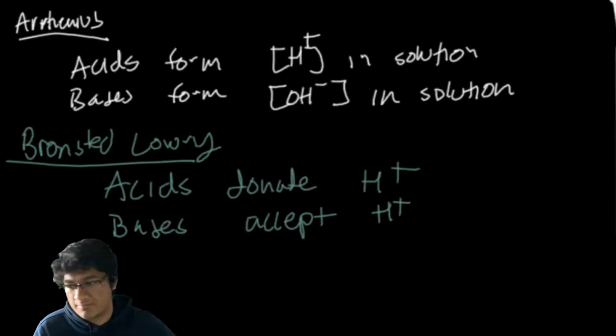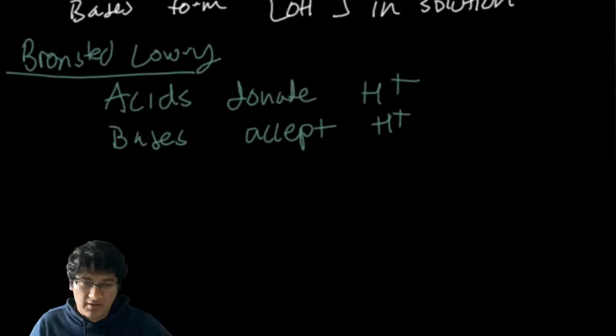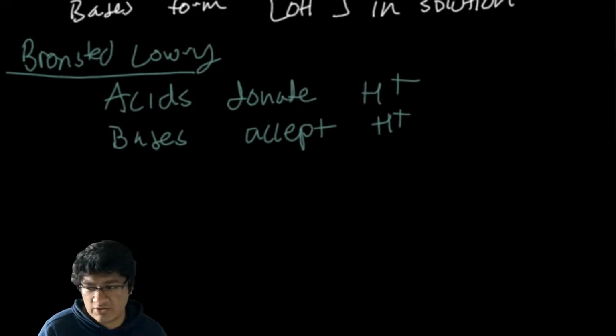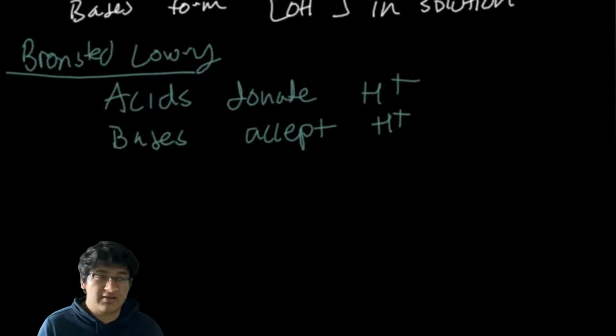Finally, we have Lewis acids and bases, which goes into electron dot structures, or Lewis dot structures. Basically, acids will accept electron pairs, getting rid of those hydrogen protons, while bases will donate their electron pairs so they can accept those hydrogen protons.